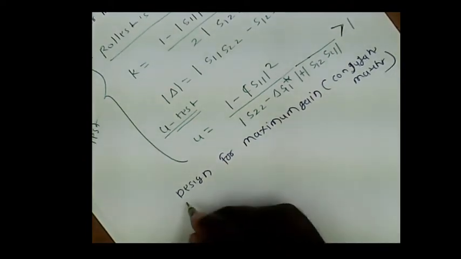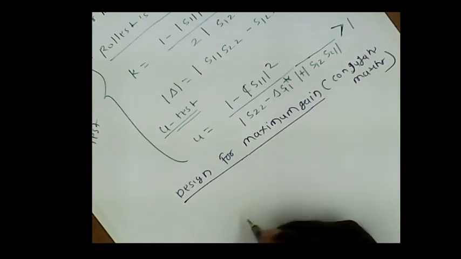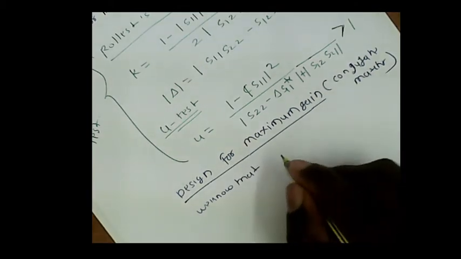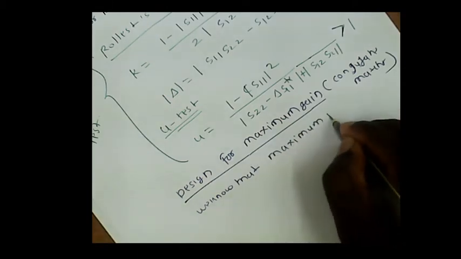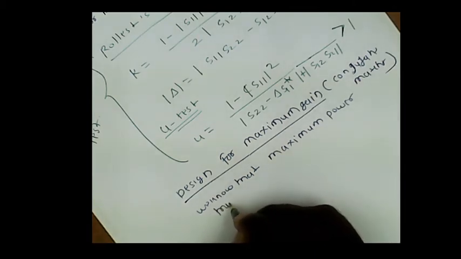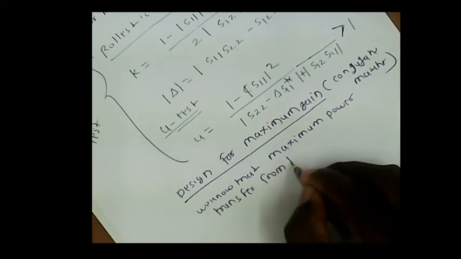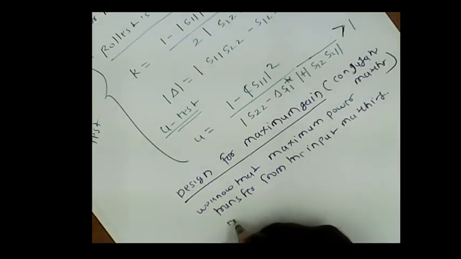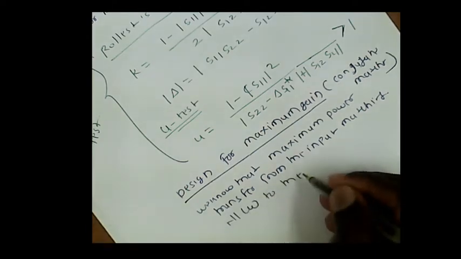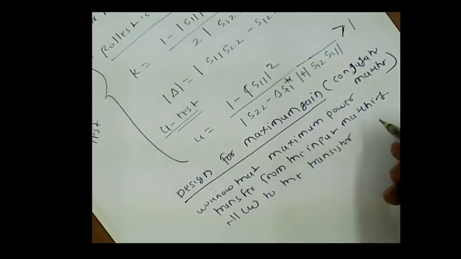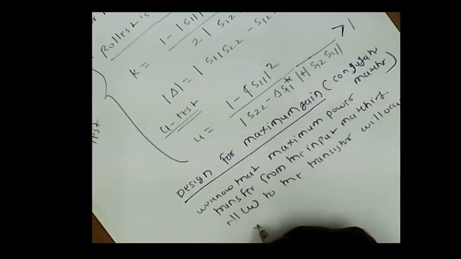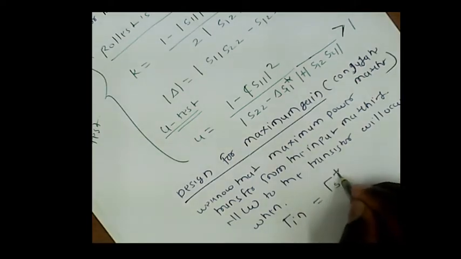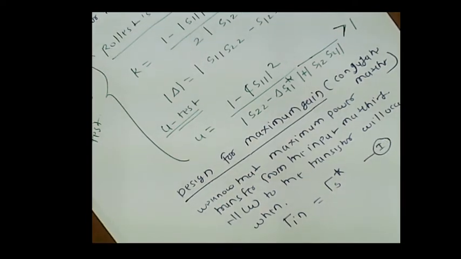We know that the maximum power transfer from the input matching network to the transistor will occur when gamma in is equal to gamma S star. So this is equation number 1.